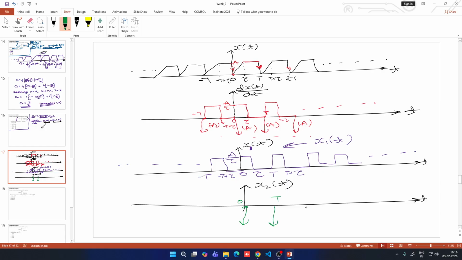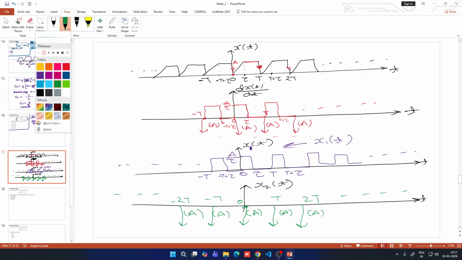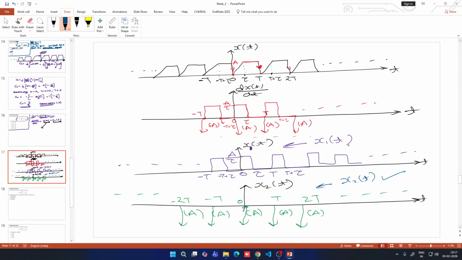This is 0 at time t, 2t, same at minus t, minus 2t, and it repeats since this is also a periodic impulse train. And here the amplitude is a, so I'm writing it in the bracket, it's negative a. So x2 is in correct form. We needed it in the form of an impulse train. So x2 of t is correct, but x1 of t is still not in the impulse form.